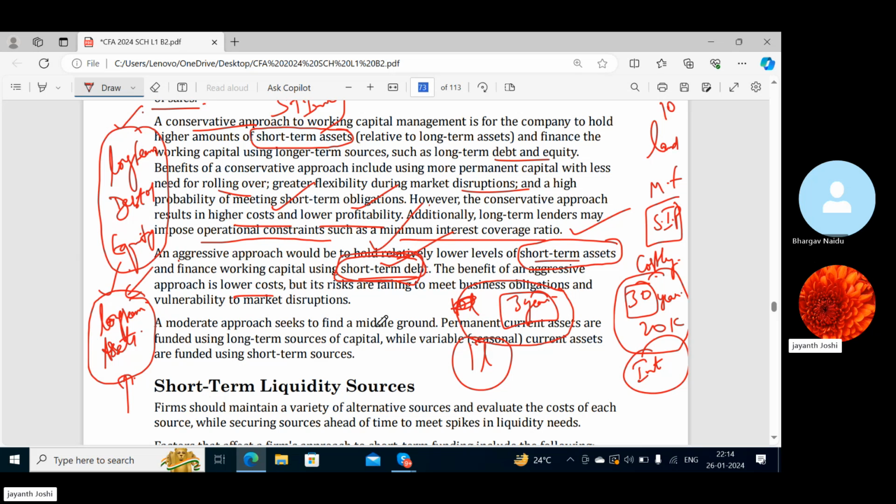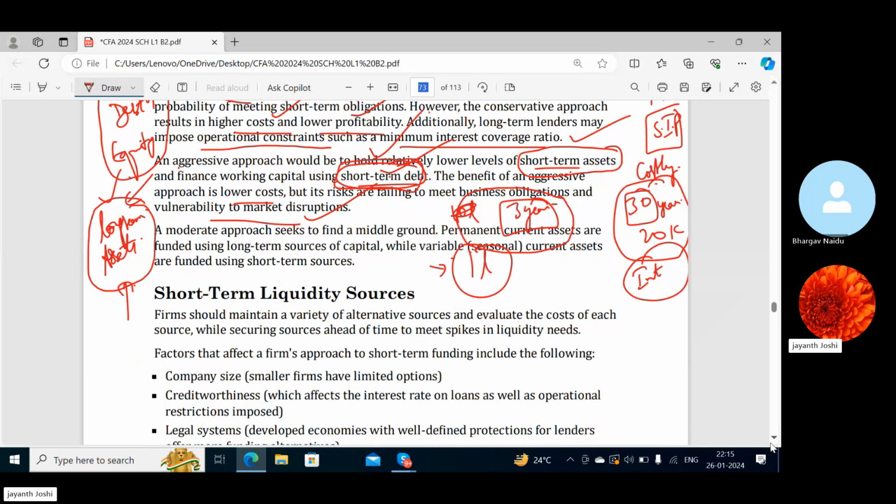So the risks are failing to meet business obligations and vulnerability to market disruption. So see, if at all this is the thing you have considered and there is a COVID lockdown, what will happen? The businesses have to temporarily shut down. And then can you make the payment of this heavy amount? Imagine.